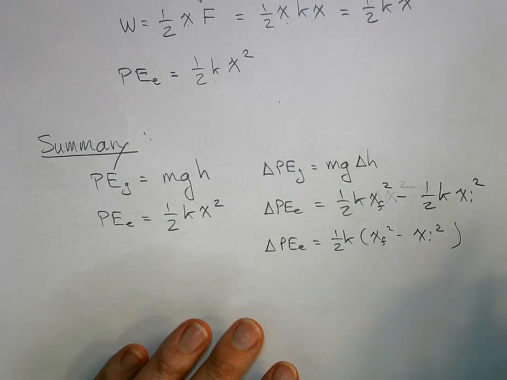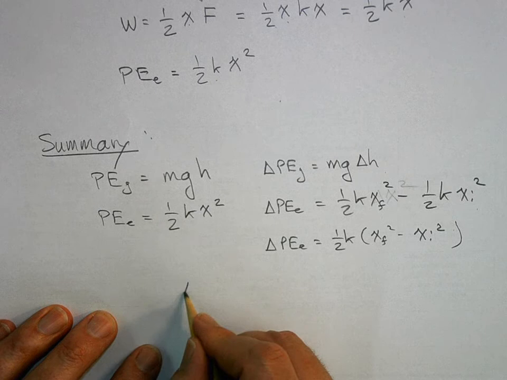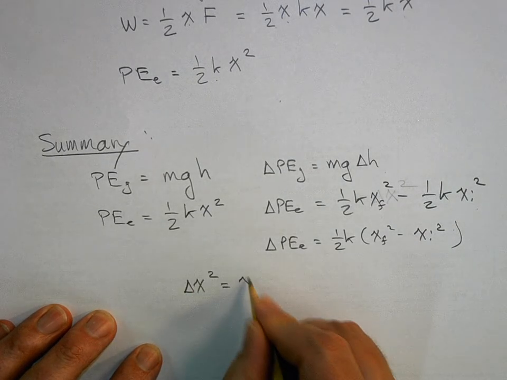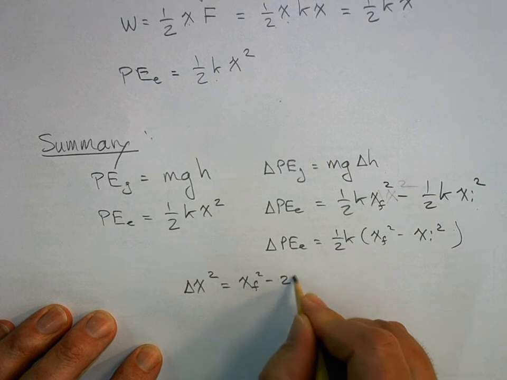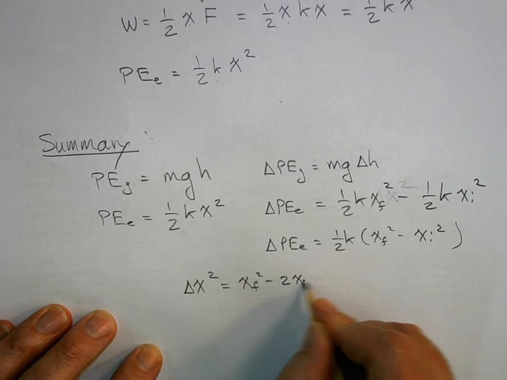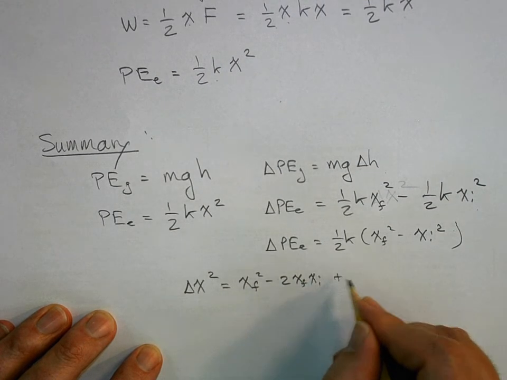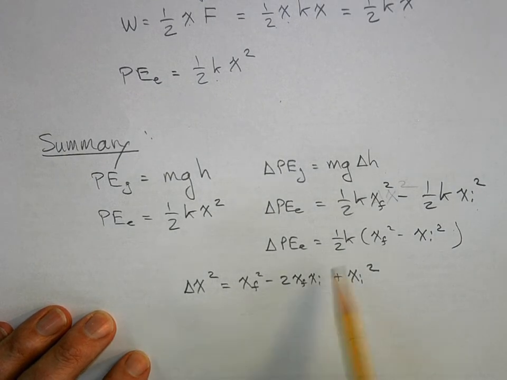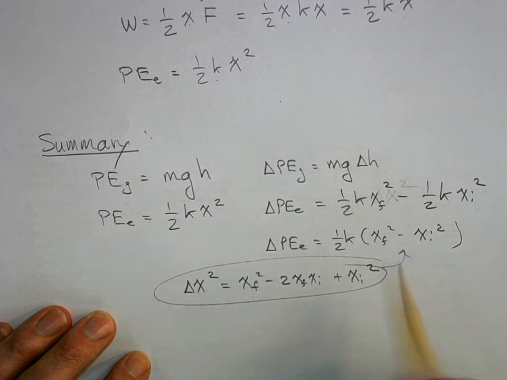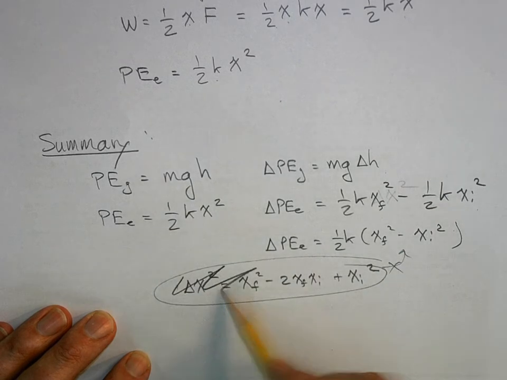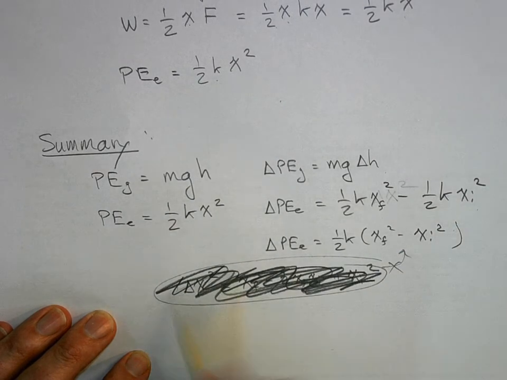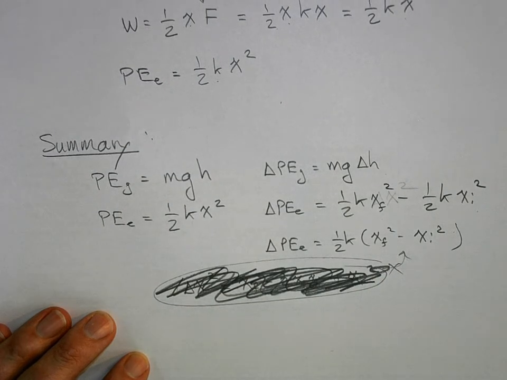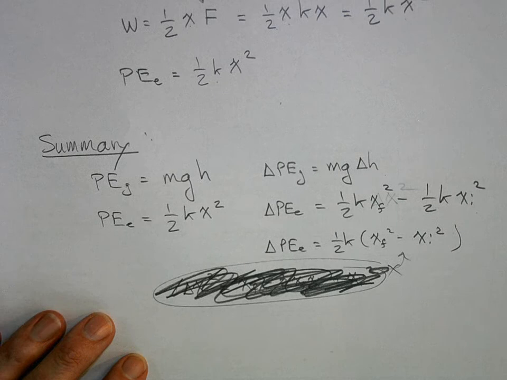Now, here's the thing. Delta x squared is equal to x final squared minus 2 x final x initial plus x initial squared. Remember the FOIL thing? Well, this does not equal this. So I probably screwed you up by even mentioning it. It's okay, I kind of enjoy doing that.